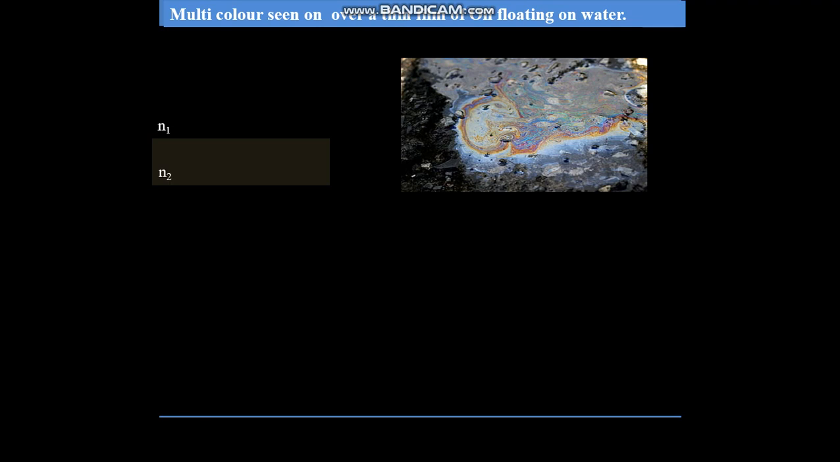These are the 2 refractive indices n1 and n2. A ray of light is incident on it here. This is the angle theta 1. It gets reflected and refracted. The refracted ray reflects back in the denser medium and again refracts into the rarer medium. These 2 rays form the rays of light for interference.